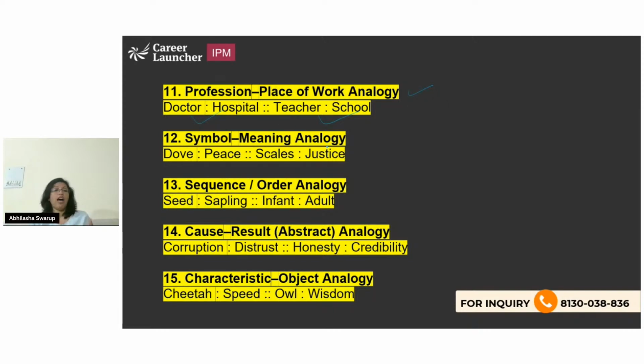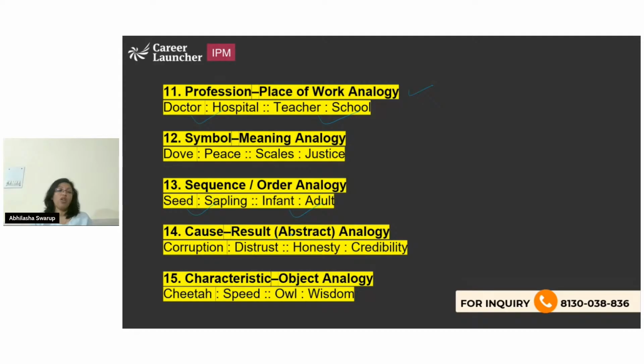Then you have symbols and meaning analogy. So, for example, a dove is a symbol of peace, scales are a symbol of justice. So, you could have that. Then it could be sequence or order. So, first you will have the seed, then you will have the sapling. First, you will have an infant, then you will have an adult. So, order also is a type of analogy.